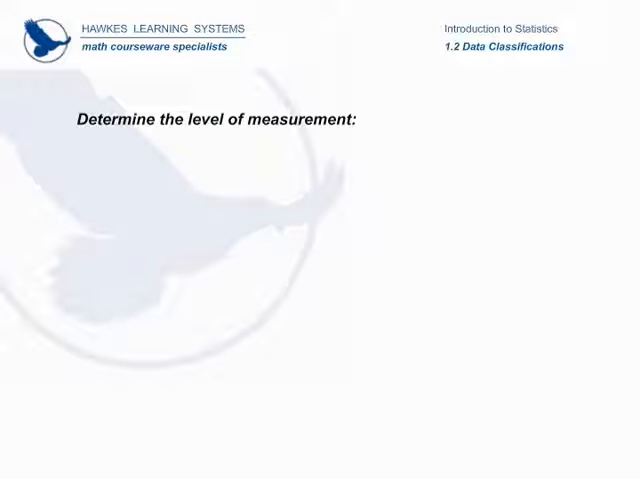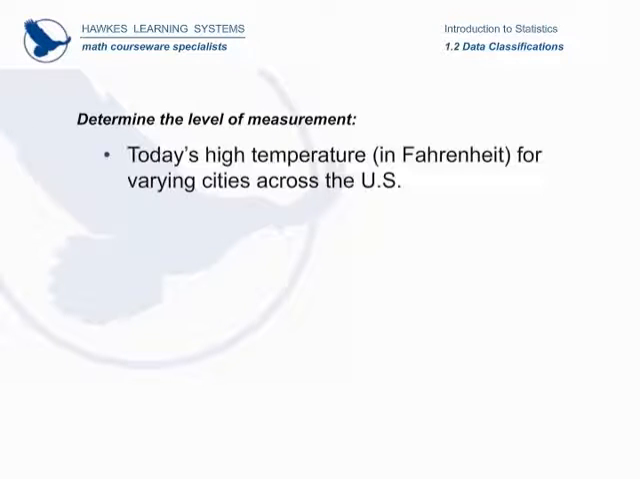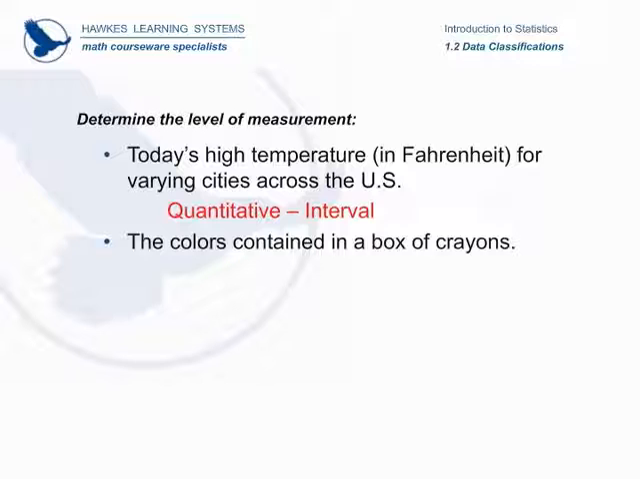Now let's take a look at determining the level of a measurement. Today's high temperature in Fahrenheit for varying cities across the U.S. That would be quantitative, meaning it's numbers, and it would be in intervals. The colors contained in a box of crayons. That would be qualitative and nominal or named data: red, blue, green, various names of data.